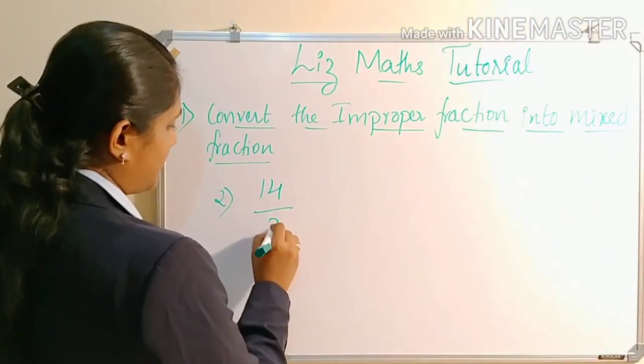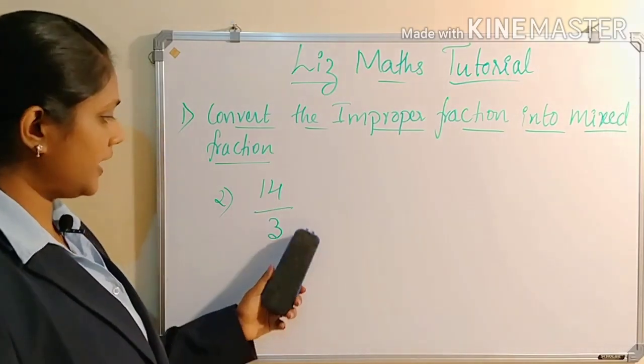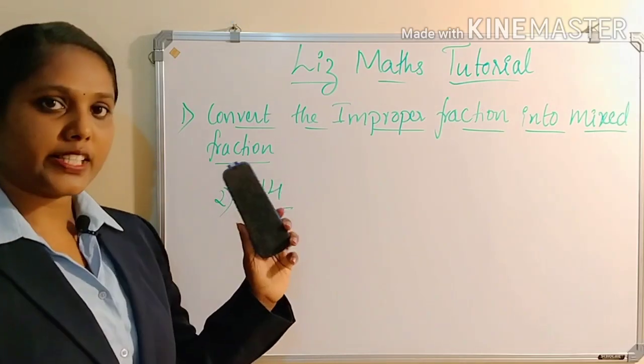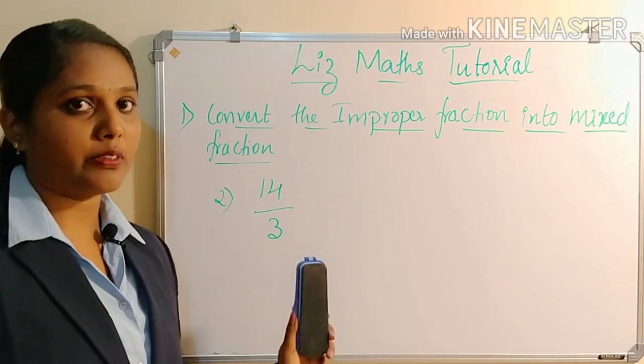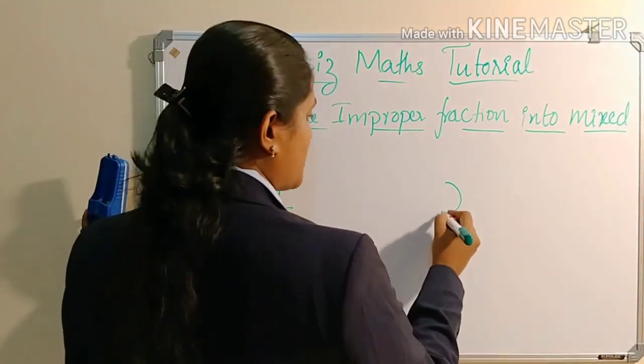14 divided by 3. See here, 3 is the smaller number in the denominator and 14 is in the numerator, that is the greater number. So this is an example of an improper fraction. So how to convert? You have to go for dividing this using division.